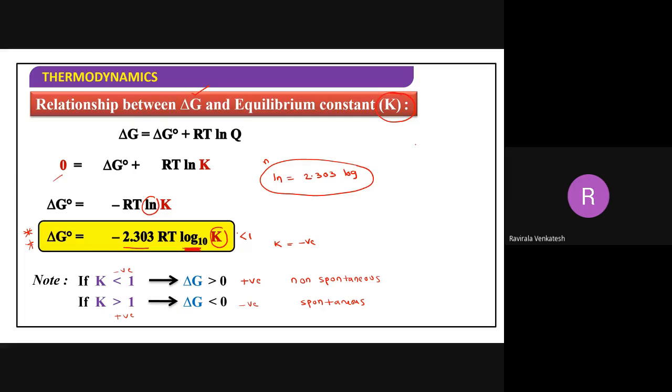Now let me explain one simple thing better. K is equal to concentration of products by concentration of reactants. Correct or not? Tell me, yes or no. This formula is correct or not? K is equal to concentration of products by concentration of reactants. Say yes or no.